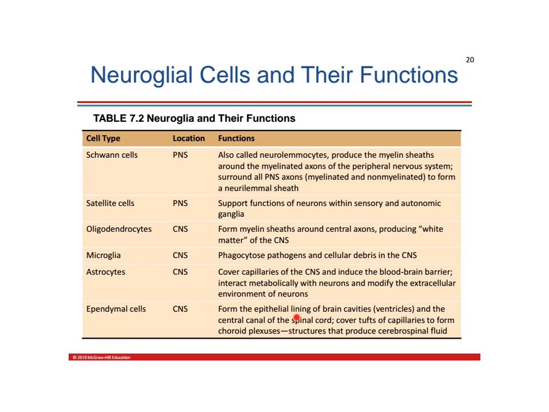Ependymal cells form the epithelial lining of the brain cavities, the ventricles. Also within the spinal cord, you have a fluid-filled area called the central canal, so they would be found there also. Ependymal cells also cover the tufts of capillaries to form choroid plexuses. These are structures within the ventricles, and within the central canal of the spinal cord, where cerebrospinal fluid is actually produced. So ependymal cells are very much involved in that.